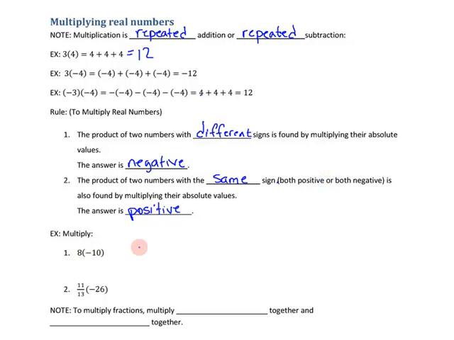So 8 times a negative 10. Remember, 8 sitting next to the parentheses means multiply. So we multiply 8 times 10 and get 80. Now, is it positive or negative? Well, because they're different signs, it's negative.